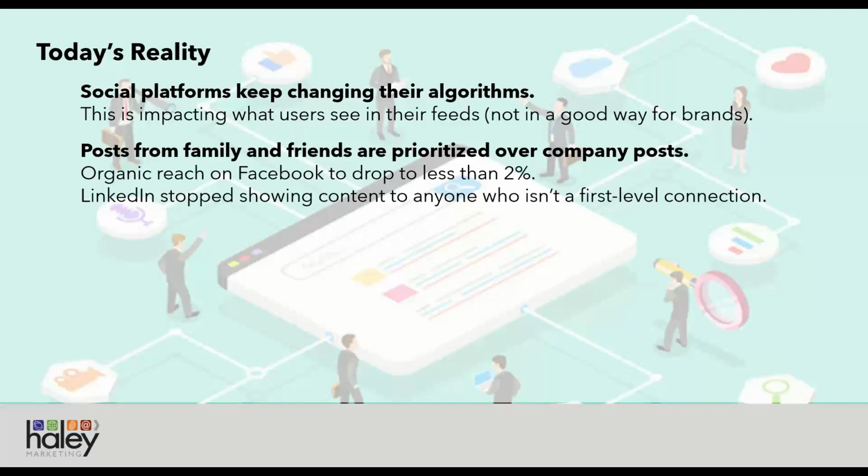Organic reach on Facebook has dropped to less than 2%. In other words, if you have 100 people following your company page, 2 or less are going to see something you share organically. LinkedIn has stopped showing content to anyone who isn't a first level connection. They used to show it to second and thirds, not anymore. So what are you going to do?